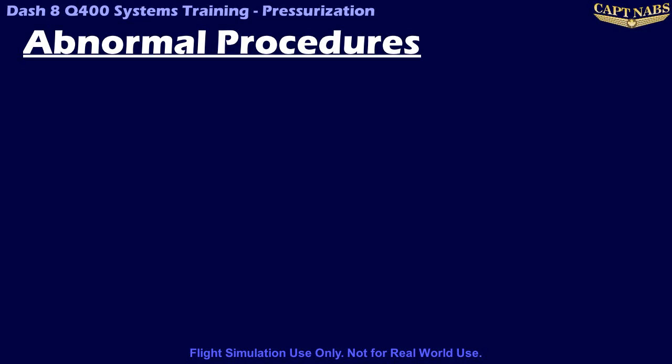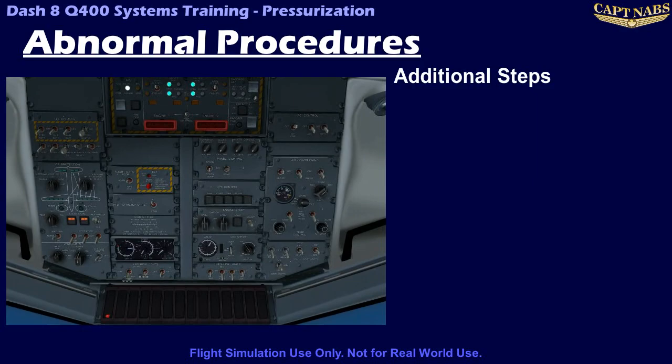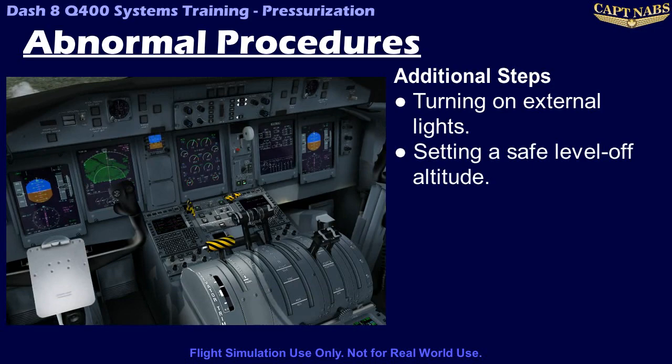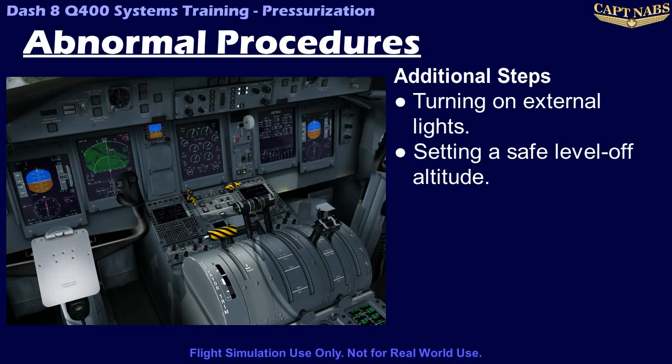Many airlines add a few extra steps prior to starting the descent. They may include activating all external lights to make the airplane very conspicuous as they begin descent, or more importantly, setting an appropriate altitude to level off at. 10,000 feet, or the lowest altitude that allows terrain clearance, is normally set, whichever of these two is higher.